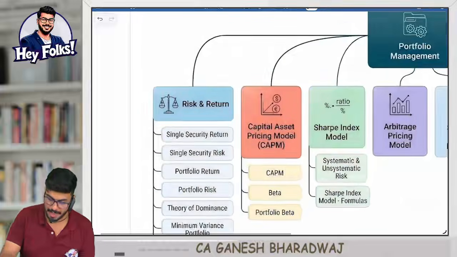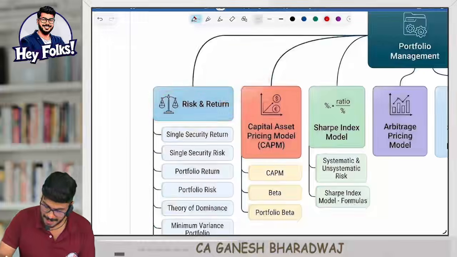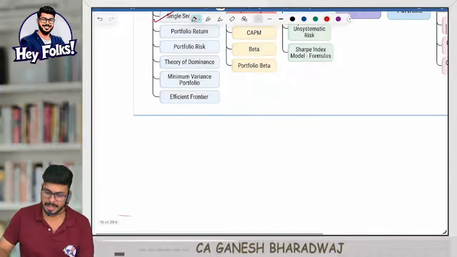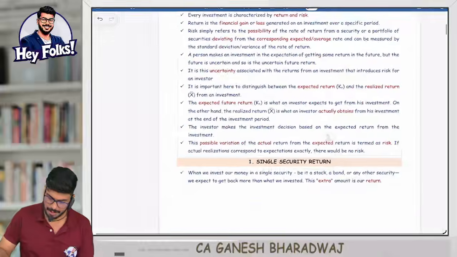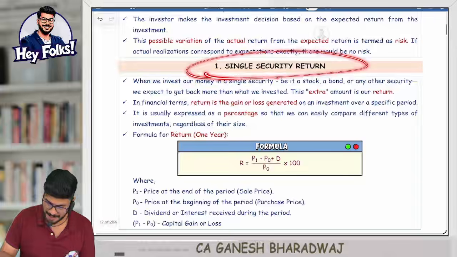Right now, where are we, guys? We are in this particular segment, risk and return, and under this segment we have now completed single security return, and we have also completed single security risk. Right now, quickly let's give a walkthrough here. Risk and return, I've just mentioned a few things here. You can go through it quickly later on. The main thing I will just read.